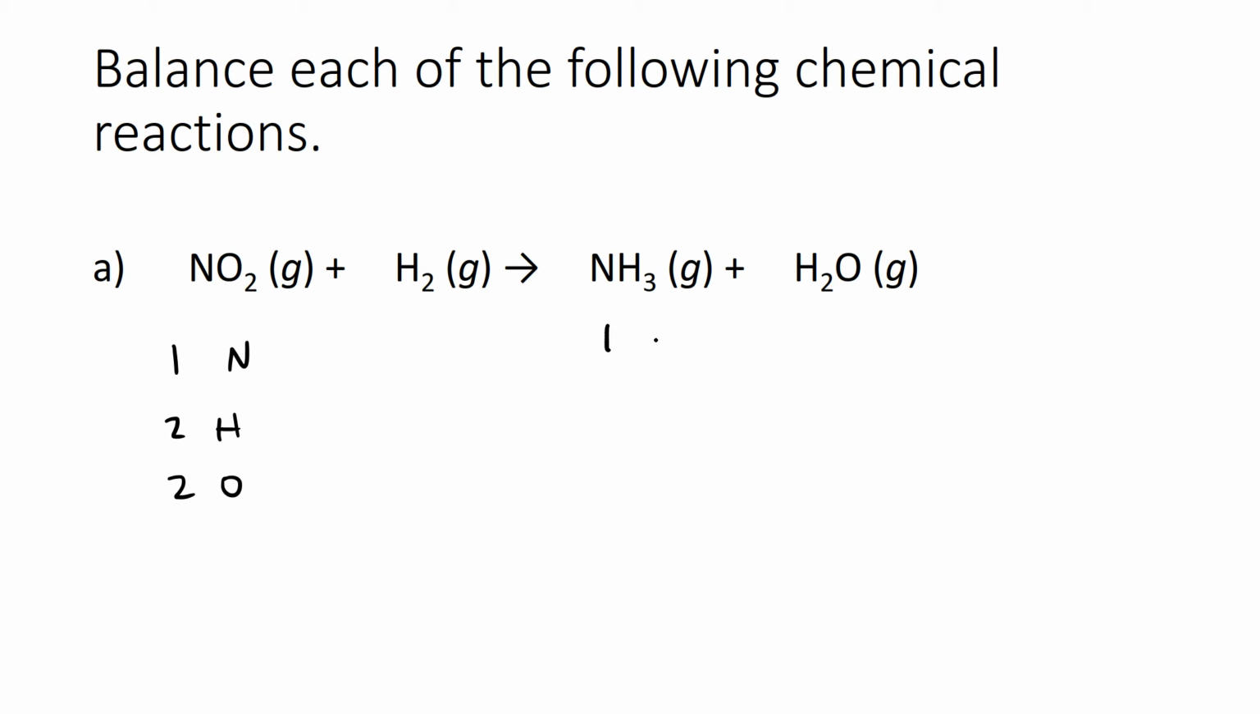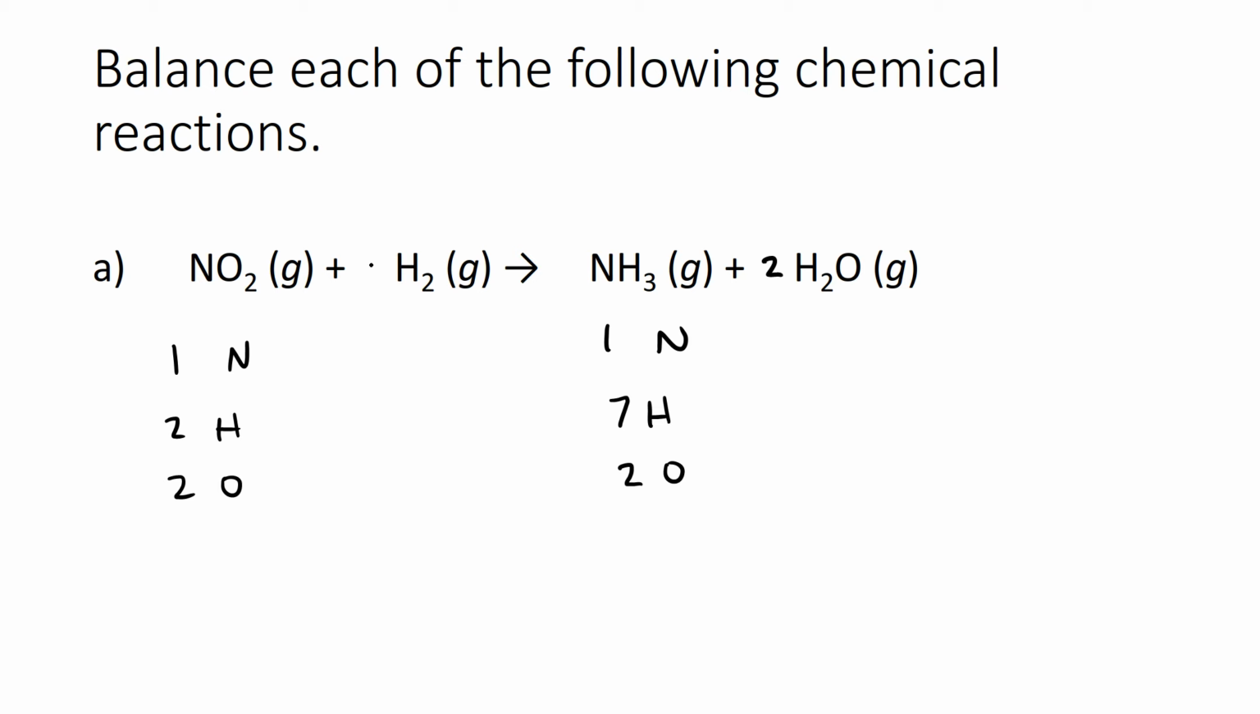On the product side, we have one nitrogen, five hydrogens, and one oxygen. To balance out the oxygens, I'm going to add a 2 right here in front of the water molecule. So that's going to change the number of oxygens that we have to 2, but it's also going to change the number of hydrogens we have to 7. So we have 4 coming from here and another 3 over here. So it looks like the nitrogens are balanced and the oxygens are balanced, but the hydrogens are not.